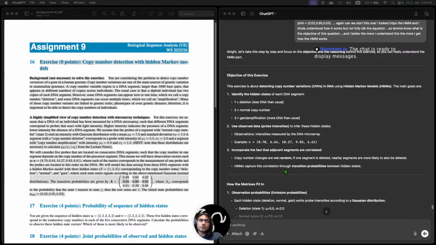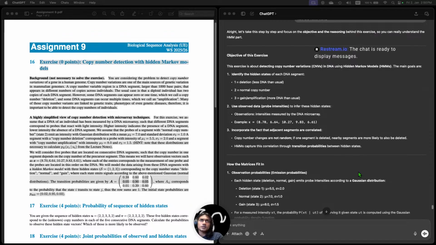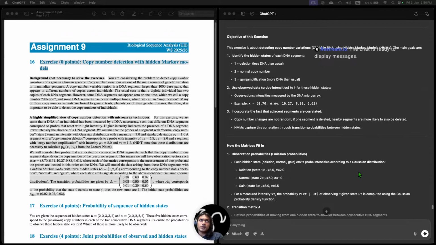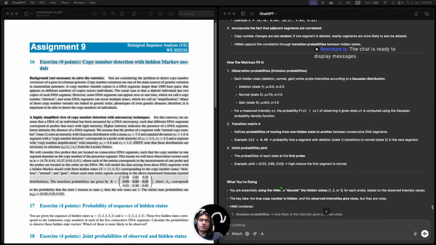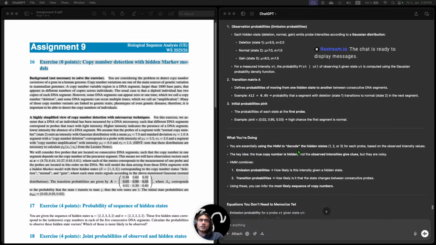HMM captures this correlation through transition probabilities between hidden states, how the matrices fit in, observation probabilities. I still don't get where do I start? What you're doing is essentially using the HMM to decode the hidden states for each probe based on the observed intensity values. The key idea: the true copy number is hidden, and observed intensities give clues, but they're noisy.